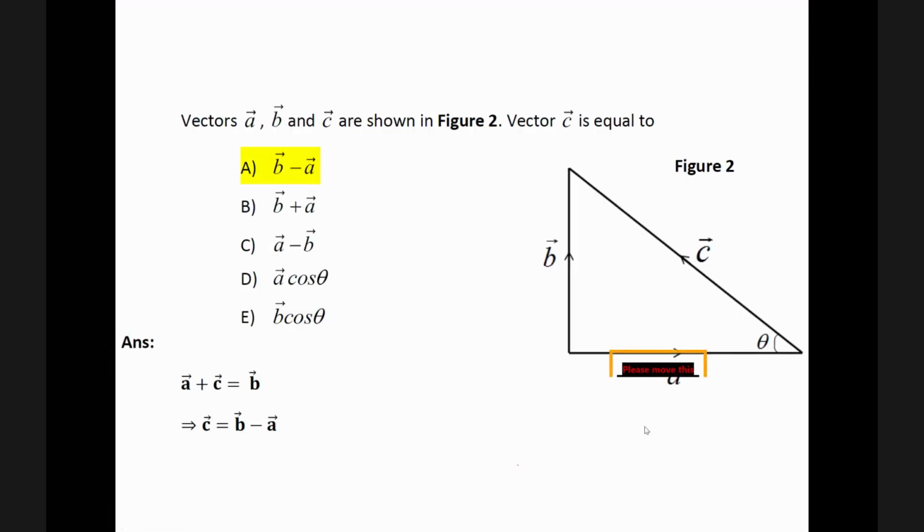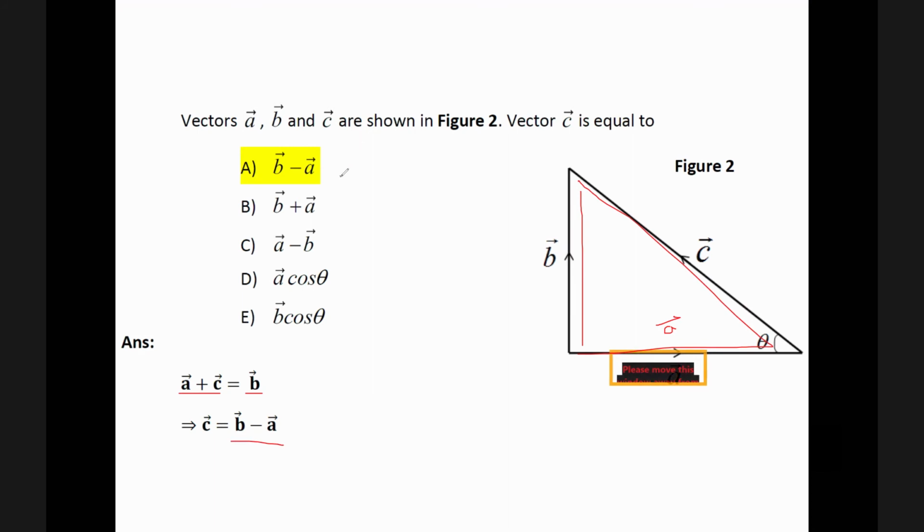Another question. Vectors A, B, C are shown. Vector C is equal to what? Look at the figure here. This is A, this is C, this is B. Look at the directions of the arrows. It means that A plus C has to be B, from the figure, right? So A plus C equals B. So C equals what? Just B minus A.